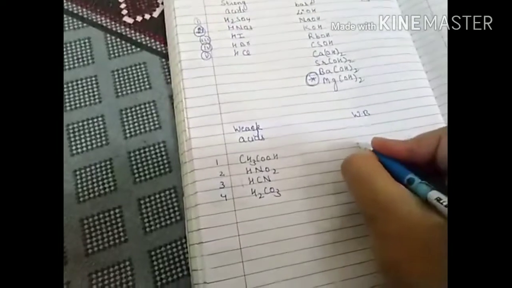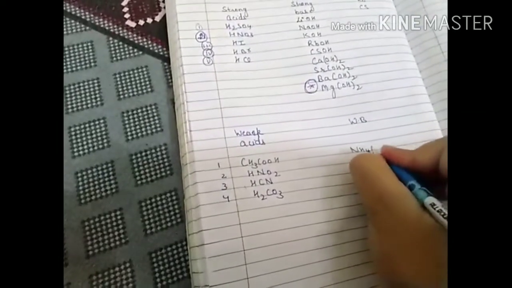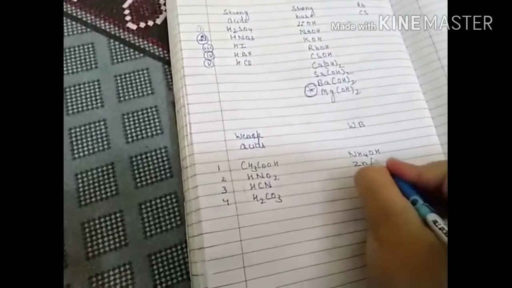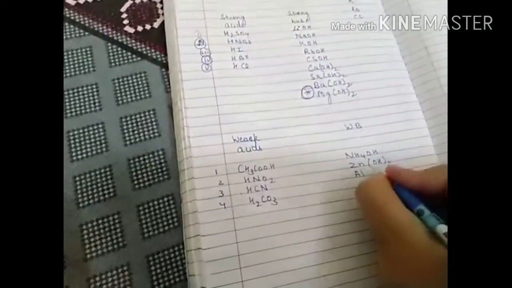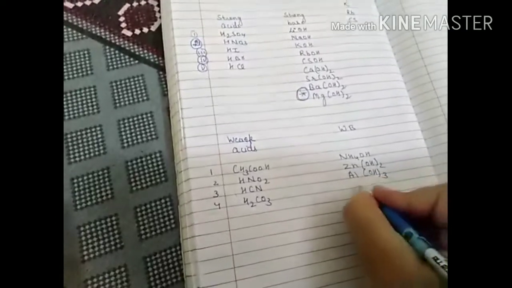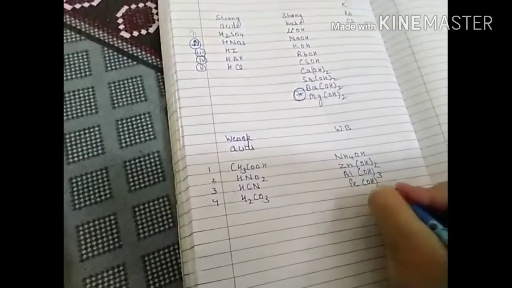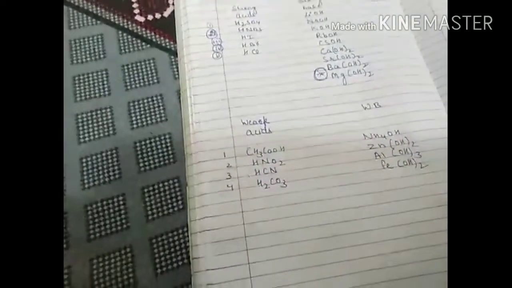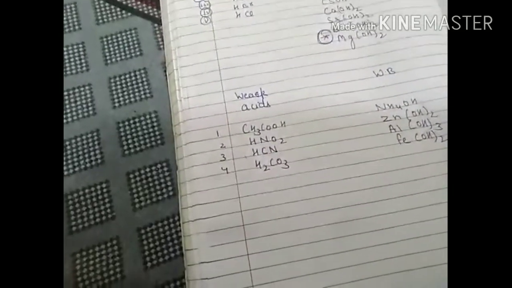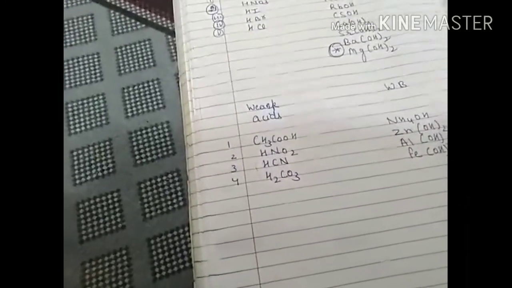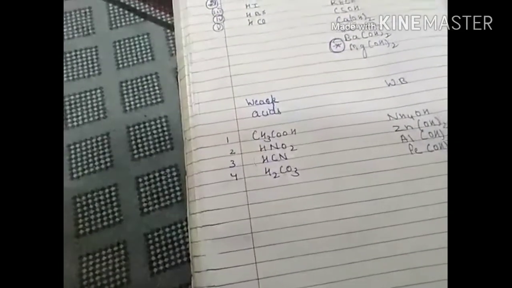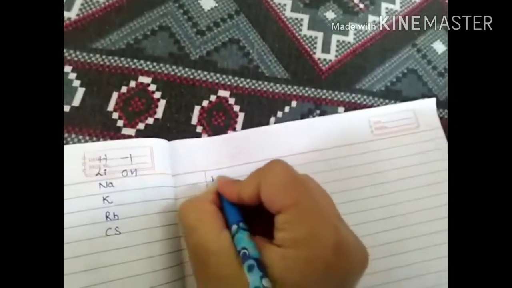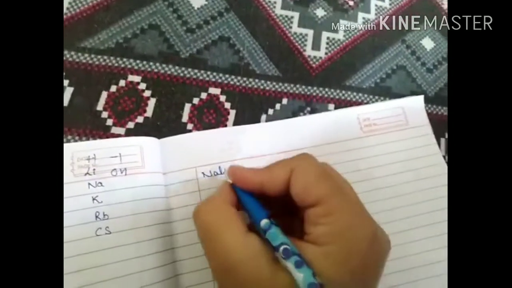Examples of weak bases are ammonium hydroxide, zinc hydroxide, aluminium hydroxide, ferrous hydroxide. These are examples of weak bases, and these are important because in exams you are asked to write down the names of the acid and base from which a given salt is prepared, and the nature of the salt. Clear? So I'm giving you some examples and you'll tell me your answers. Your first part is the name of the salt.